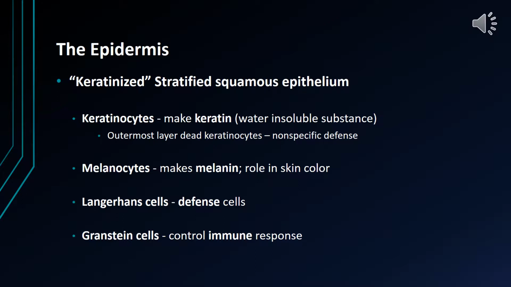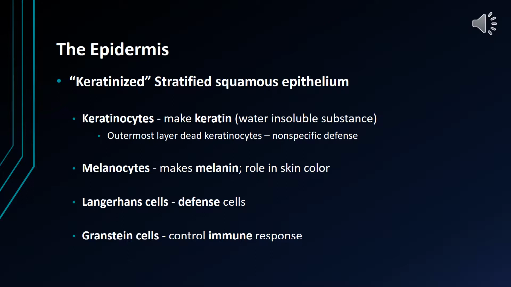The outermost layer of skin is the epidermis, and it's primarily composed of keratinized, stratified squamous epithelium. These epithelial cells are also called keratinocytes because they make a substance or protein called keratin, which is water insoluble, which means it ensures that we keep water outside of the skin and that we keep the skin dry for the most part. The outermost layer of the epidermis is composed of dead keratinocytes, which within the skin are our first line of non-specific defense.